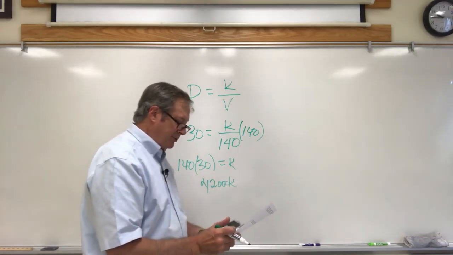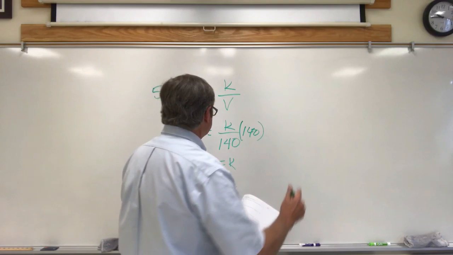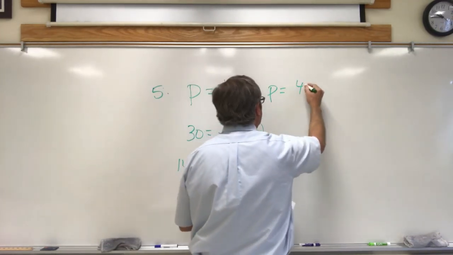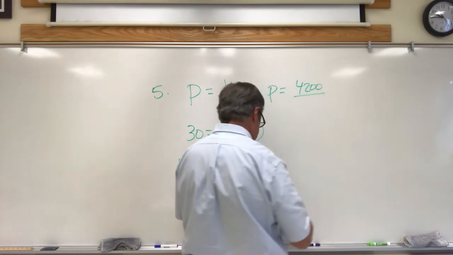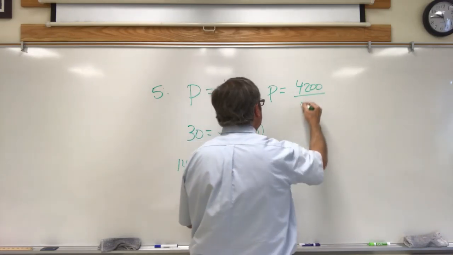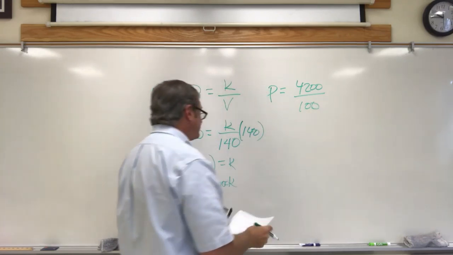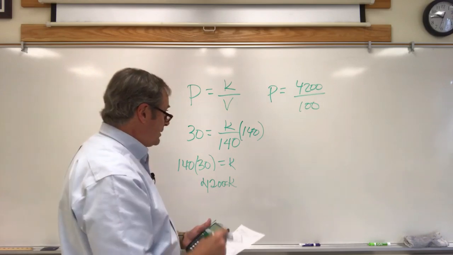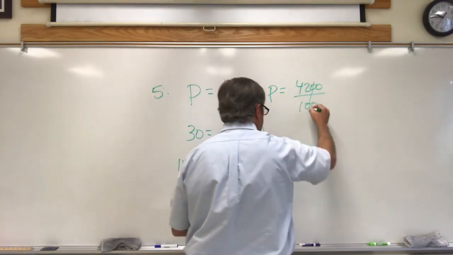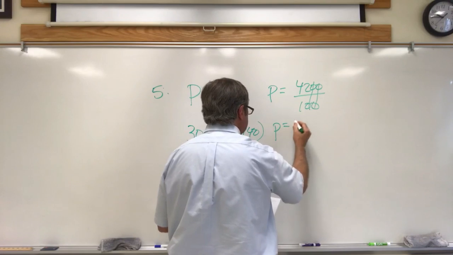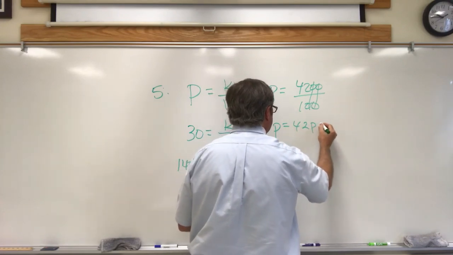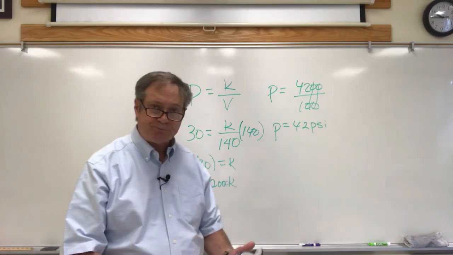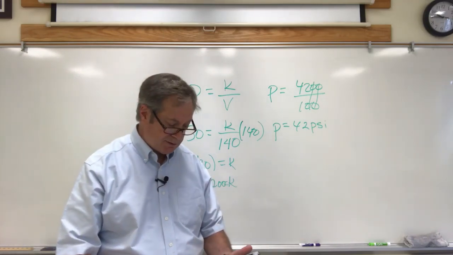Then it says find the pressure when the volume is 100. So we're again solving for P. This time we know that the constant is 4,200 and that the volume is 100 cubic inches. The volume is less. So we're going to take 4,200, divide it by 100, and we get that the pressure is 42 psi, pounds per square inch. And so that's the answer to number 5.